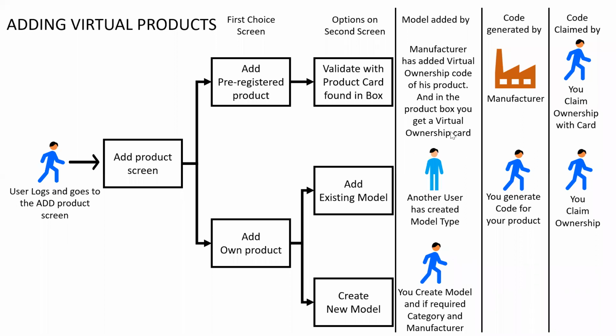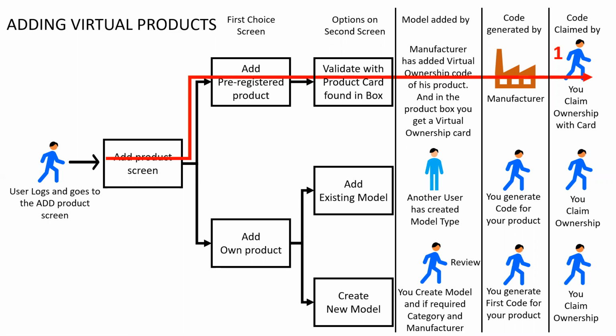So for completeness' sake, let's look at which process we are looking at. This is the first process. The first process is when the product code, the virtual ownership code, comes from a manufacturer, where you just claim the ownership. We are looking at this second option here, where you create your own code from an existing model which has been created. The model has been added by another user, and you generate a code for only your product, and you claim ownership for your product.